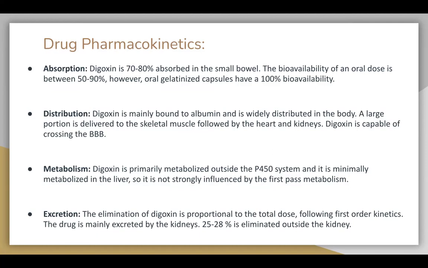Excretion: the elimination of digoxin is proportional to the total dose. Following first order kinetics, the drug is mainly excreted by the kidneys. 25 to 28% is eliminated outside the kidneys.